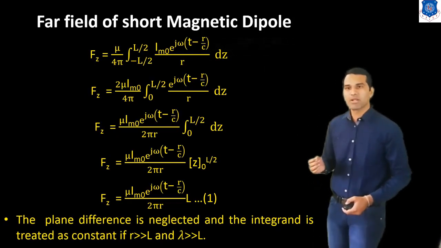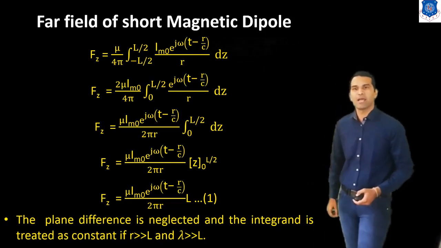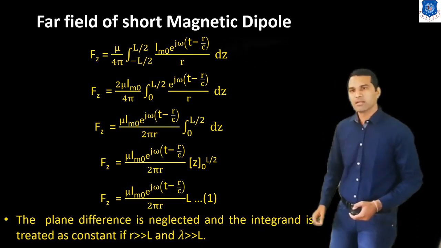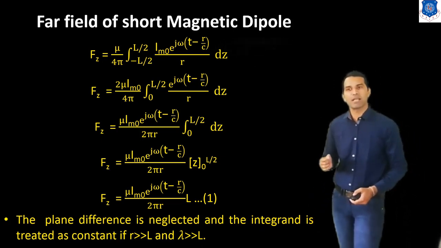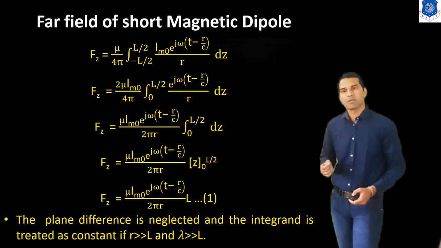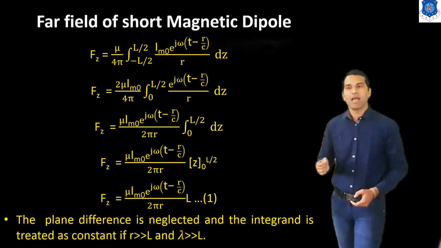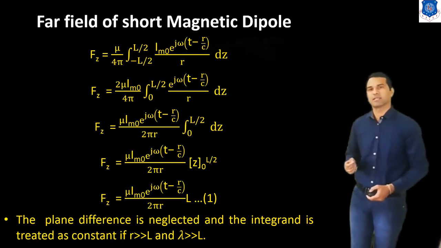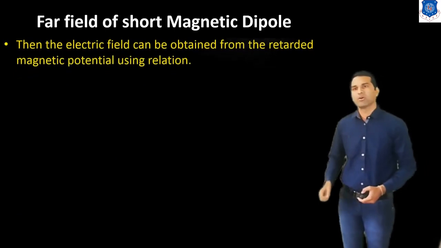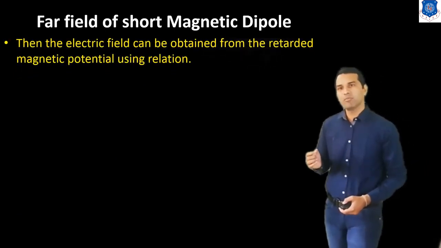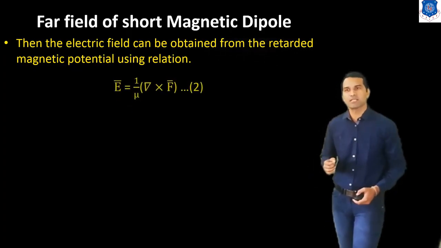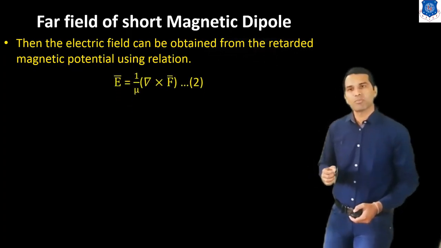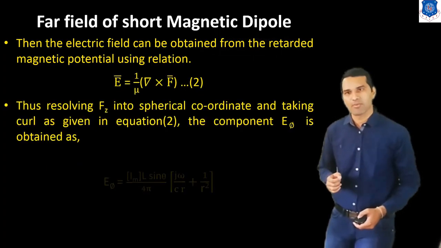The phase difference is neglected, and the integral is treated as a constant if R is greater than L. That means R is very large compared to the length L, and the wavelength λ is greater than L. Then the electric field can be obtained from the retarded magnetic potential using the relation E = −1/ν del cross F.